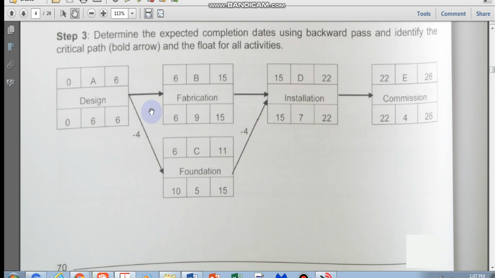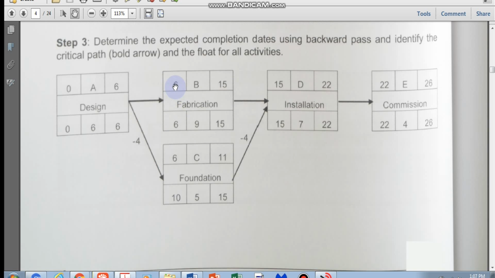So here you've got 2, so which one do you pick? 6 minus 6 or 6 minus 6. In the event that there's more than 2 activities, you need to pick the minimum after you subtract. So if, for example, this is 7 and this is 6, then 6 minus 6 will be 0 and 7 minus 6 will be 1. So between 0 and 1, you pick the minimum for the free float, so it will be 0.